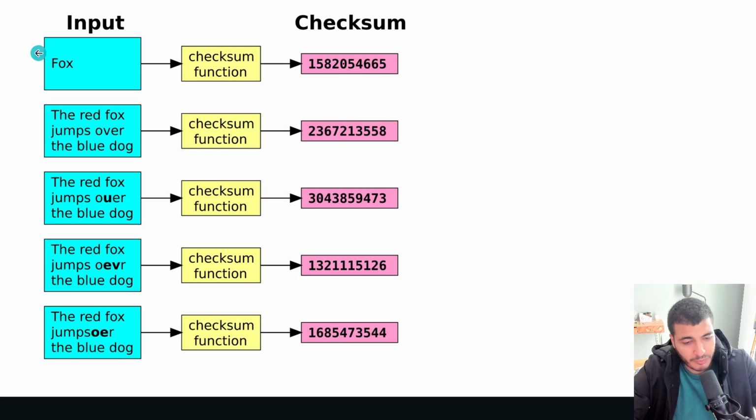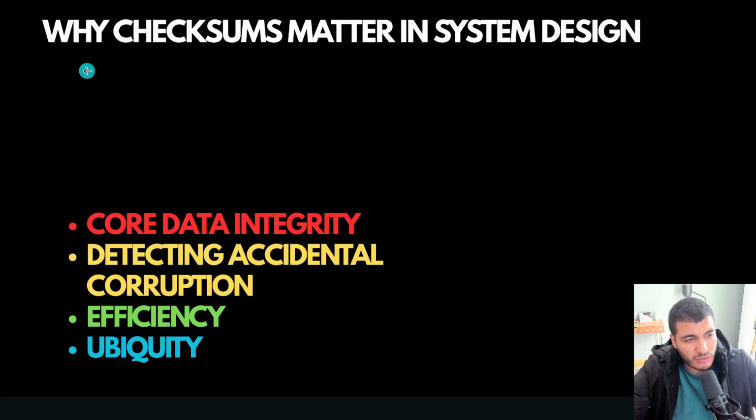Okay, so you can see this example. We have an input, something like Fox. We put it through a checksum algorithm and we get a specific value. And after that, when we try to read the Fox again, while doing our verification, we will put it through the checksum again and we expect to get the same value. So this is how it works. It's a pretty simple way, but it has huge benefits. Okay, so let's understand why it is important and why it matters.